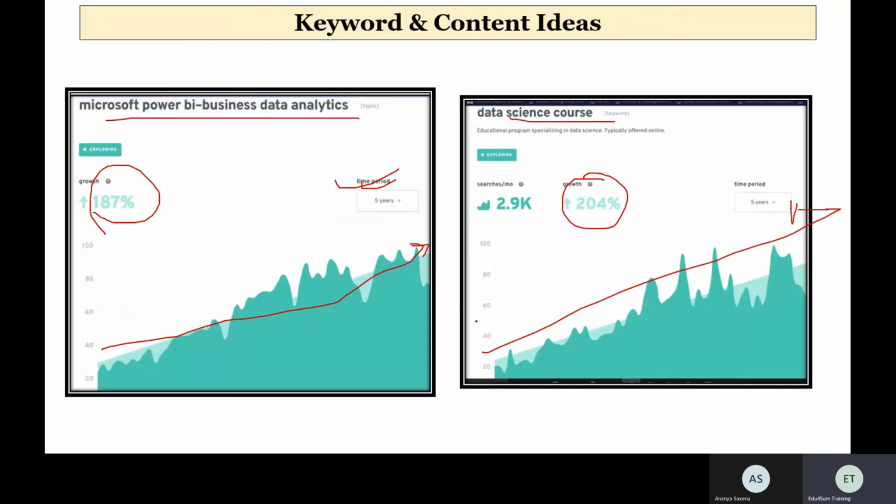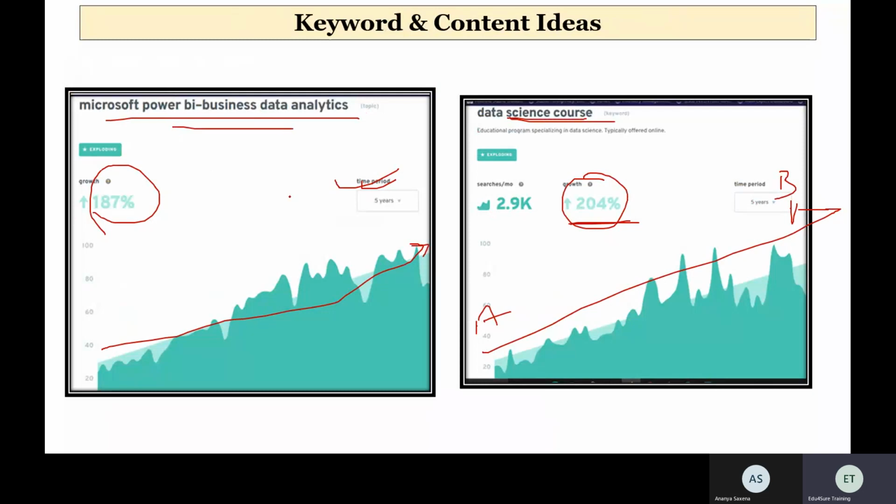Okay, this point to this point, let us say, A point and B point. So it has grown high. I mean, a 204% increase in 5 years. So again, I can take this topic in my mind. I can start writing content around data science. Similarly, I can talk about Microsoft Power BI.